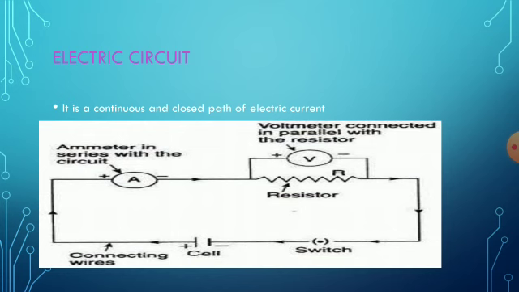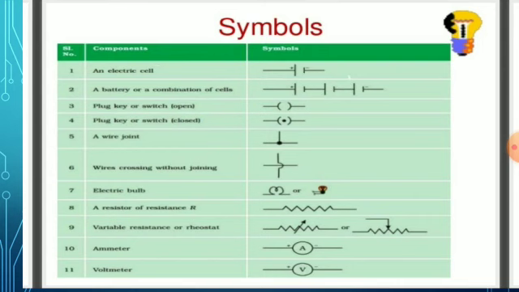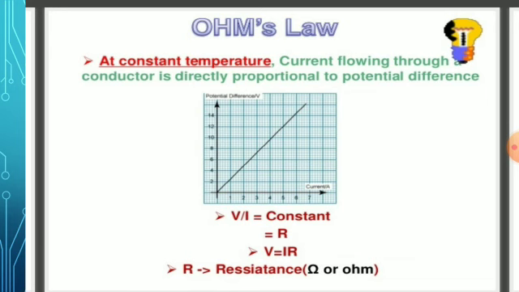In this way we want to connect the ammeter and voltmeter. Ammeter should be connected in series and then voltmeter should be connected in parallel. So here some symbols are given of electrical components that you can refer in page number 203.